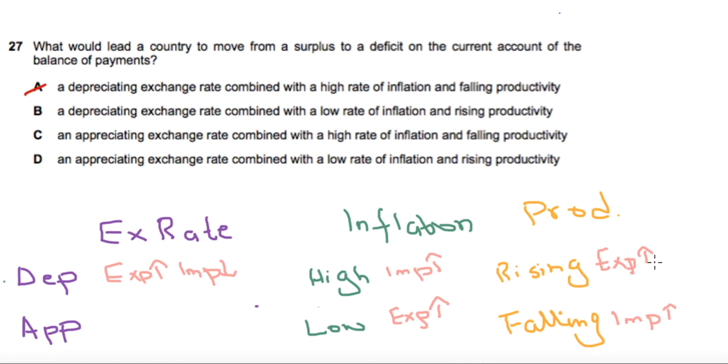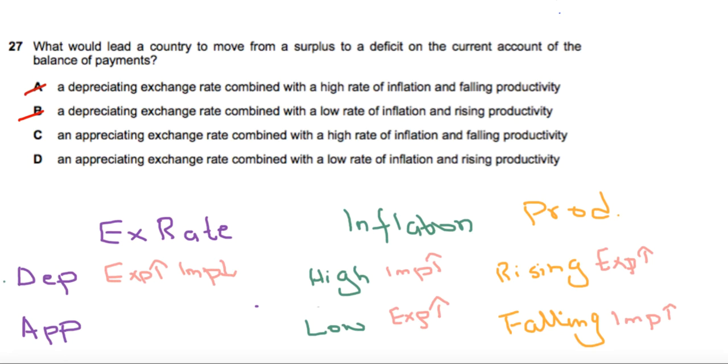Now let's look at the net effects. Exports are increasing, exports are increasing, exports are increasing. That would actually lead to a surplus in the current account, not a deficit. So this is also not correct, because the question asks how we will go to a deficit.